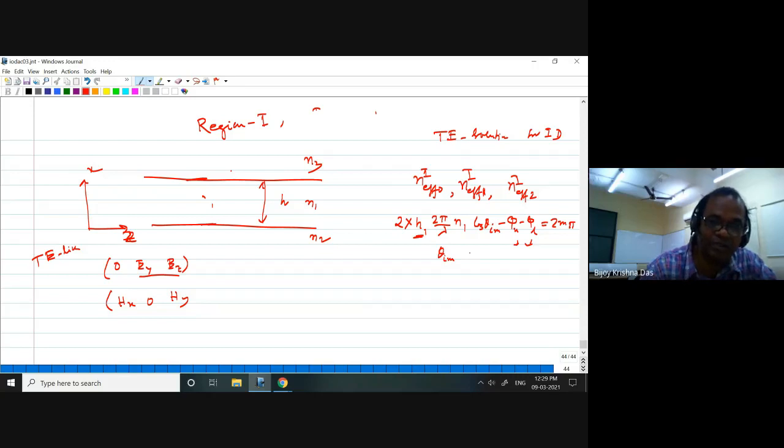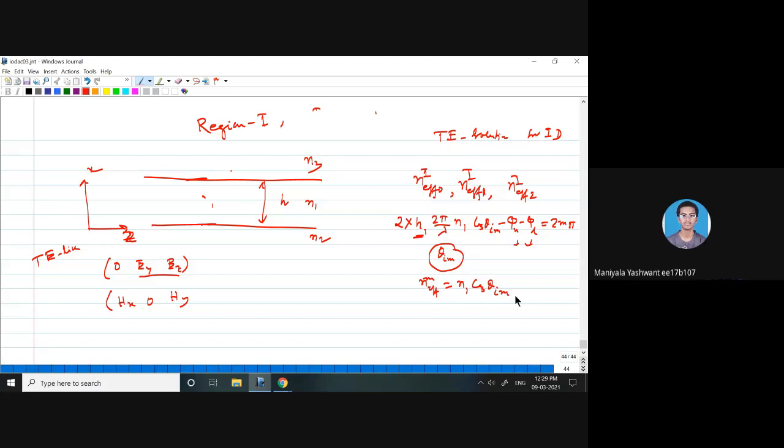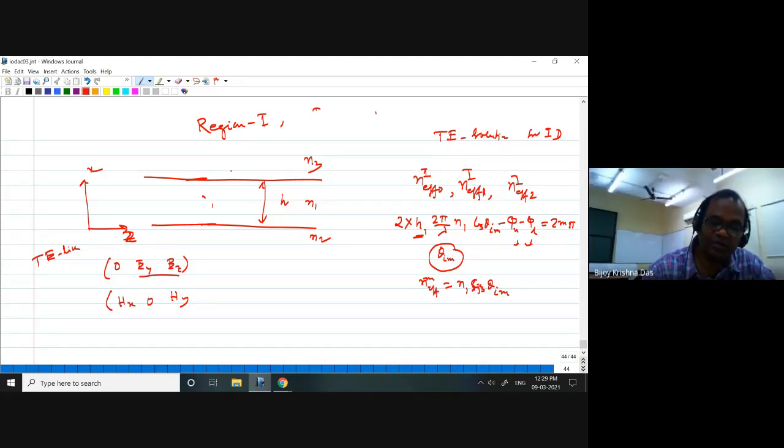Whatever we have discussed for the 1D waveguide, in the same way we are solving. Once we solve that, I can find n effective equal to n1, whatever solutions you get, cos theta im, if it is there. Is that correct? I made a mistake, someone correct me. Sin theta im, it should be a sin theta. That is n effective, correct. Longitudinal component, right? That is what gives you beta.